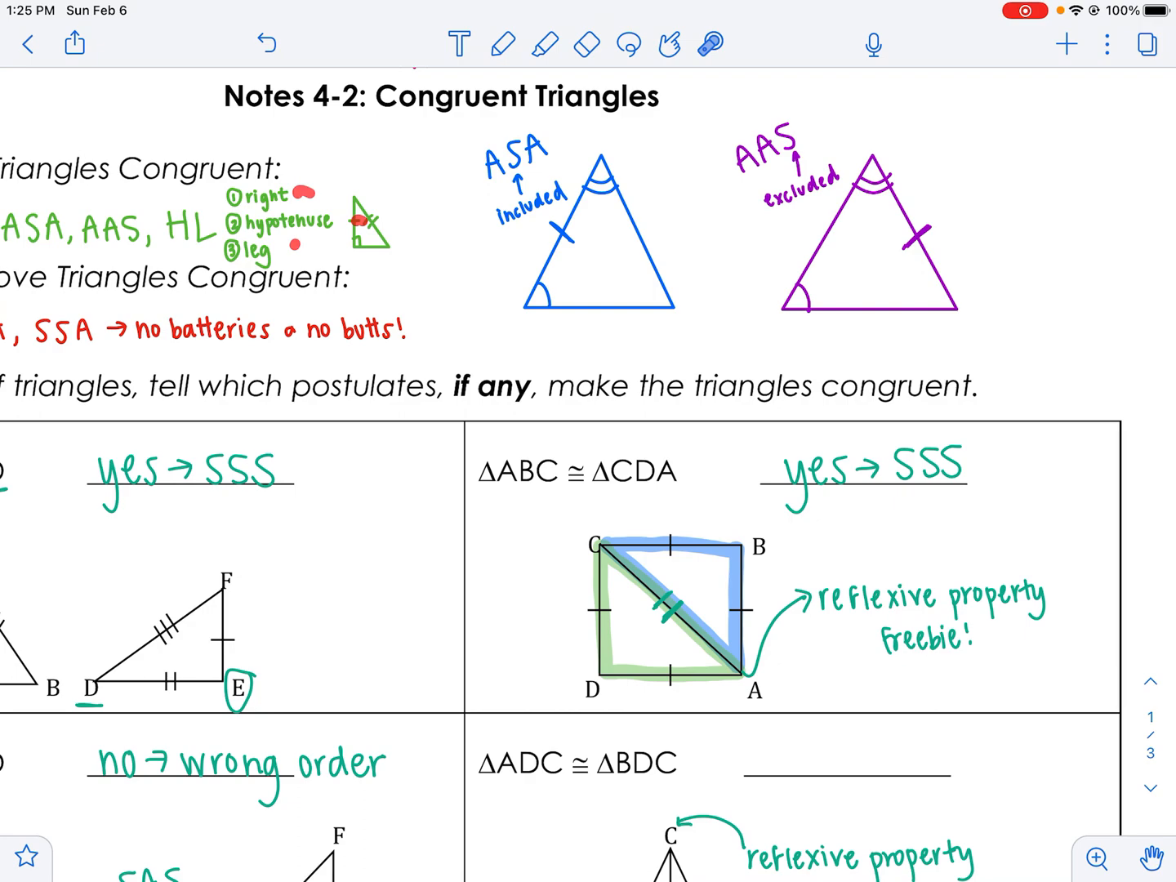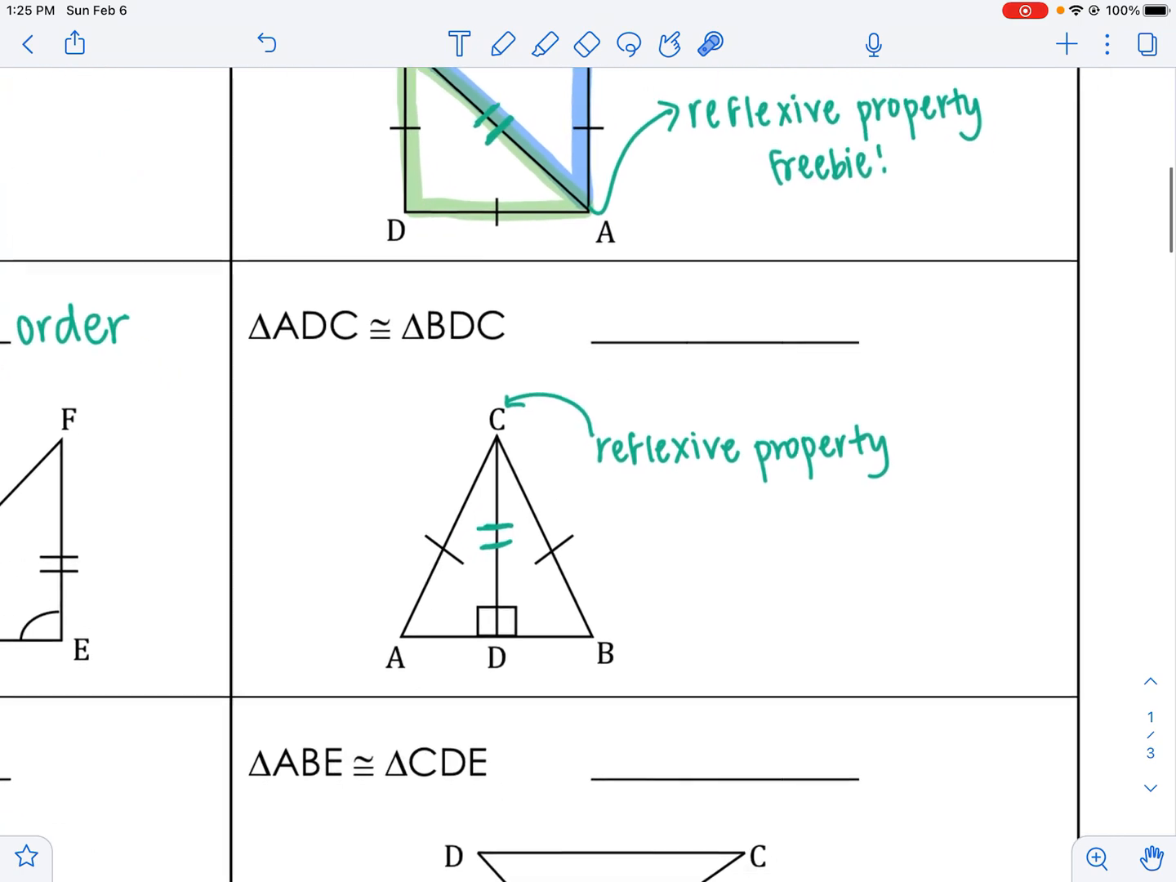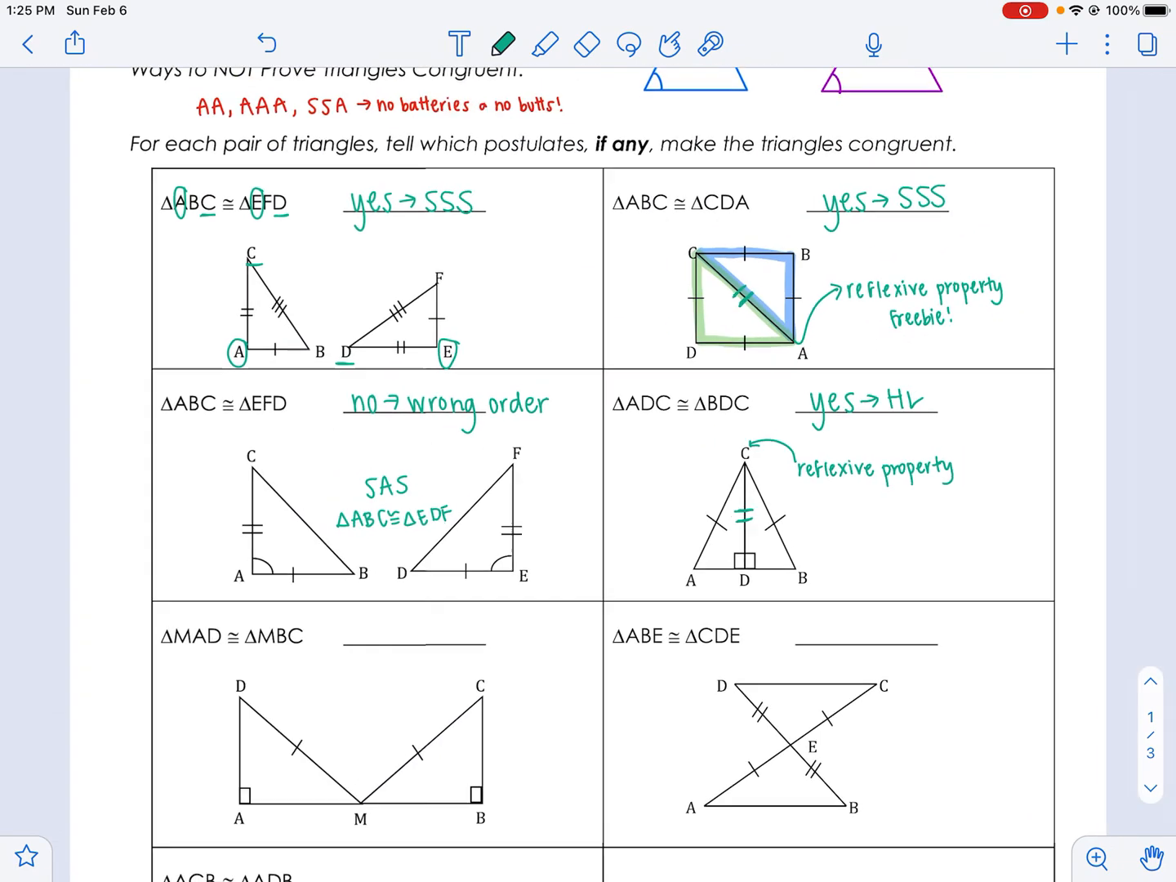Now, we need to establish these three things in order for us to use HL. So let's go through. Is it a right triangle? Yes. Do the hypotenuses match? Yes. And do they have one leg in common? Yes. So it's probably HL, but let's go ahead and check that order. Does ADC match with BDC? Yes. So then we can say our triangles are congruent by HL. And that's it.